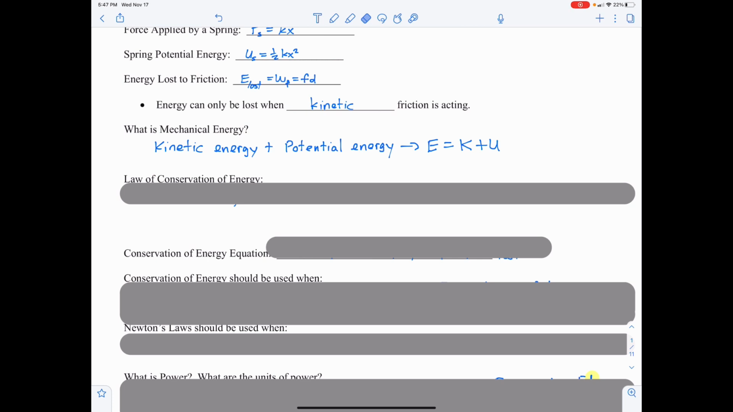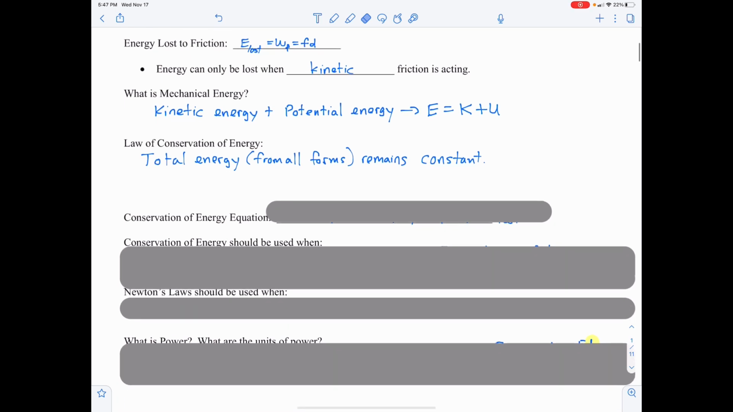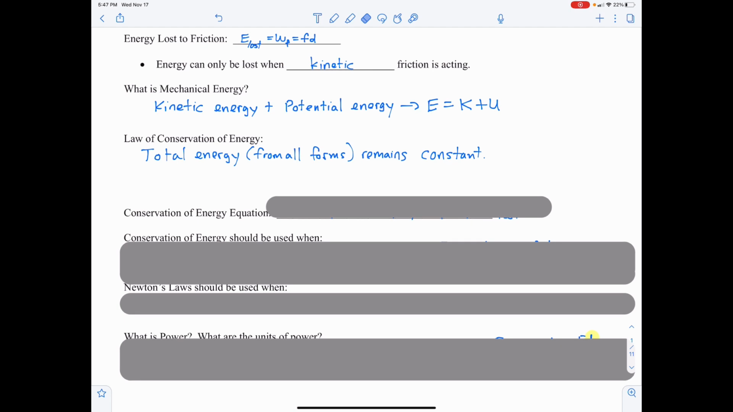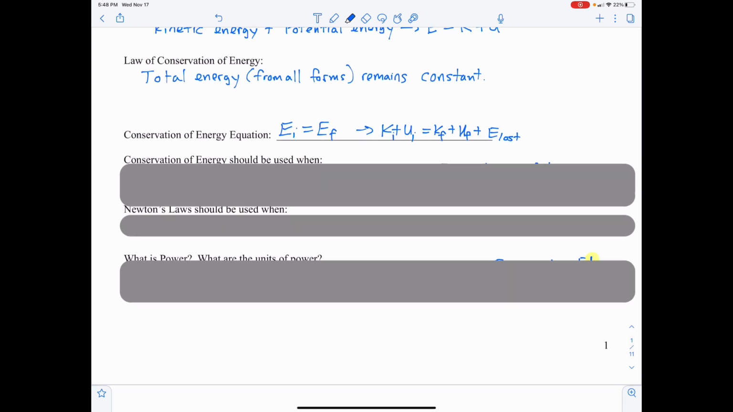The law of conservation of energy states that the total energy from all forms remains constant. Now, this is true when no external forces are acting on the system. The conservation of energy equation is energy total equals energy total. E initial equals E final, where E is the total energy. And you can expand it to K plus U equals K plus U, and we would write the energy lost due to mechanical energy on the final side if indeed there is mechanical energy lost due to something like friction.